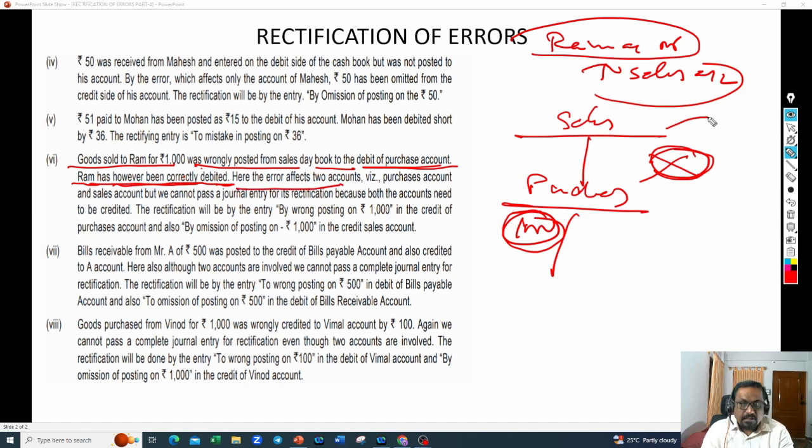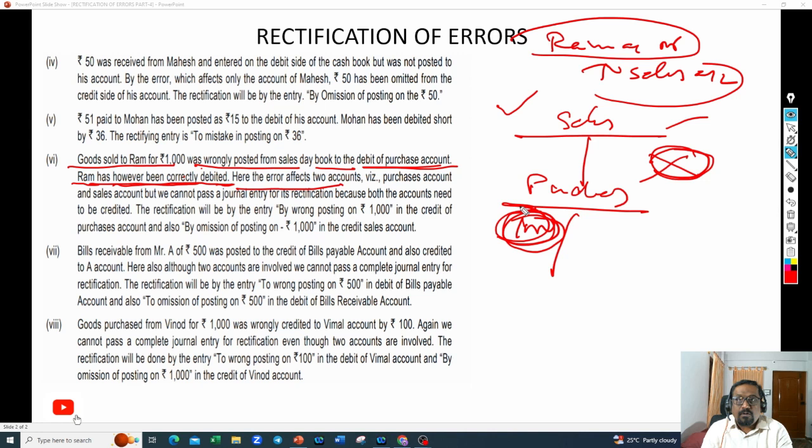In the sales account, the error happened because it is supposed to be posted to the credit side of the sales account, but we did not post it. Where did we post? We posted in the debit side of the purchase account. So the sales account also got impacted because it was not credited. For wrongly debiting, the purchase account also got impacted. So two accounts got impacted.